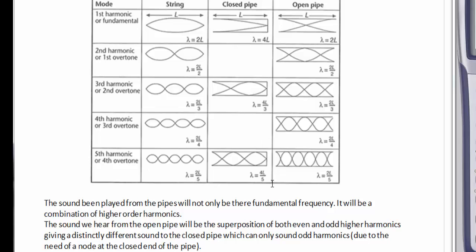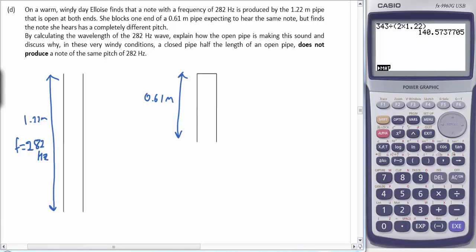That there is worth an excellent. On a warm, windy day, okay, so warm telling us the speed of sound, windy meaning that there's some sort of vibrations happening across these pipes. Eloise finds that a note with a frequency of 282 Hz is produced by the 1.22 meter long pipe that is open at both ends. She blocks one end of a 0.61 meter pipe, expecting to hear the same note, but finds the note she hears has a completely different pitch.